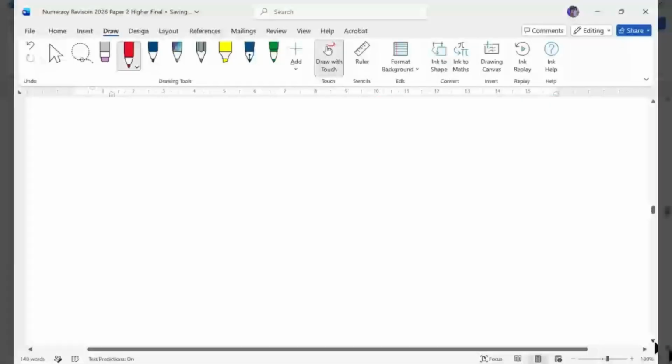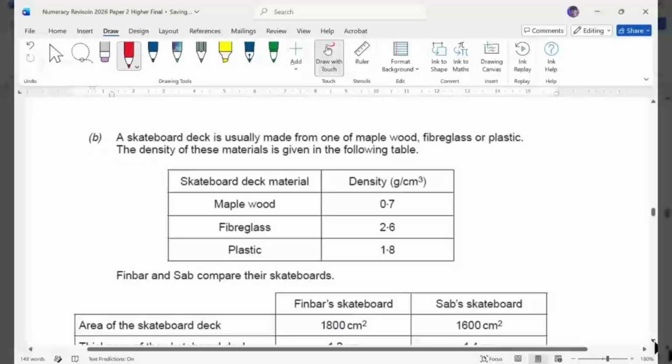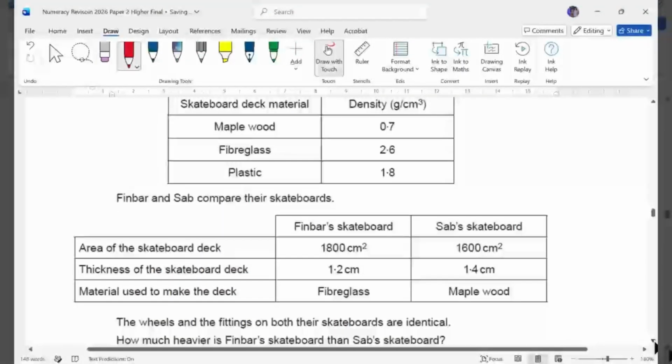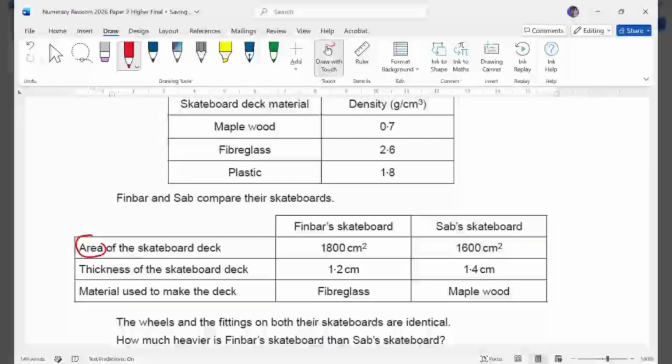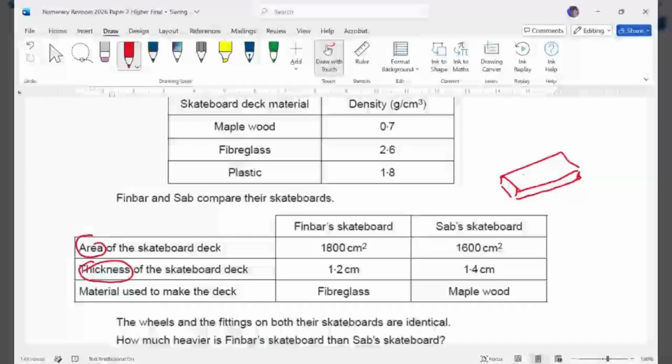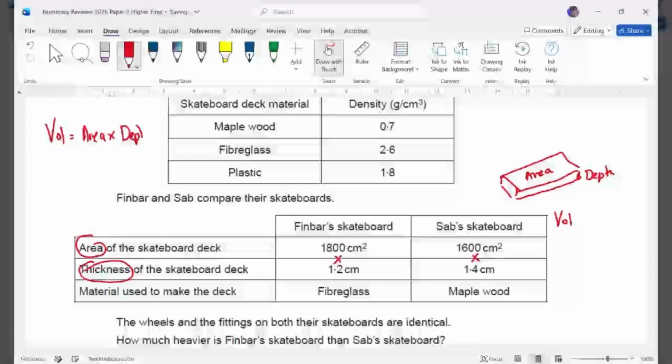What else we got? We've got another one of these. I'm not going to do a very similar sort of thing. All I will say here is this. Area, thickness of the skateboard. I know it's a bad 3D drawing, but what we have here is the area of the deck, and then it also has depth or thickness. So to get the volume, we're going to have to times the area by the depth. Remember, if we have to calculate the volume, we need to get the area of the top surface or the front surface and times it by the depth of the shape.